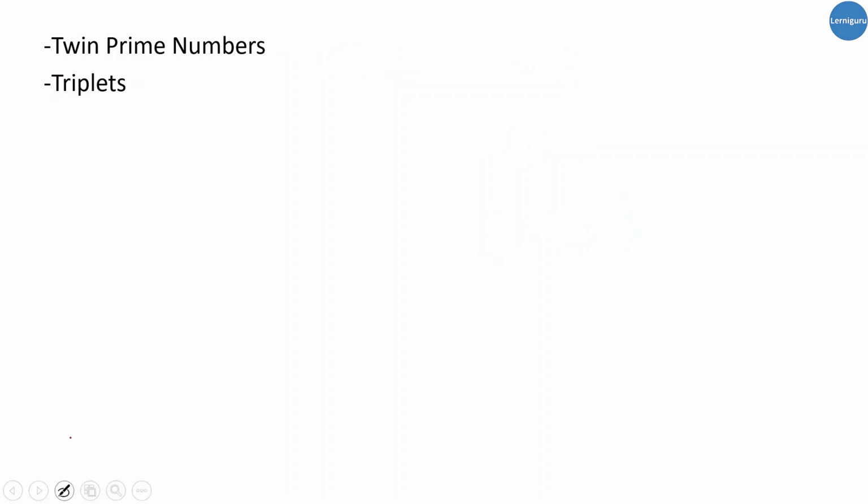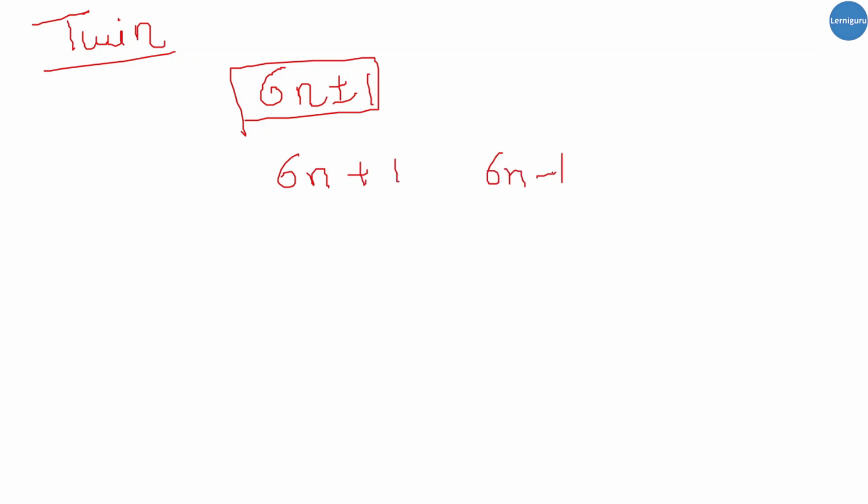In the starting of the prime number topic, I have told you one thing. Let's discuss further twin prime numbers. I have told you that a prime number can be written in 6n plus or minus 1 form. So what is the difference between 6n plus 1 and 6n minus 1? If you see, the difference between these two numbers is 2.